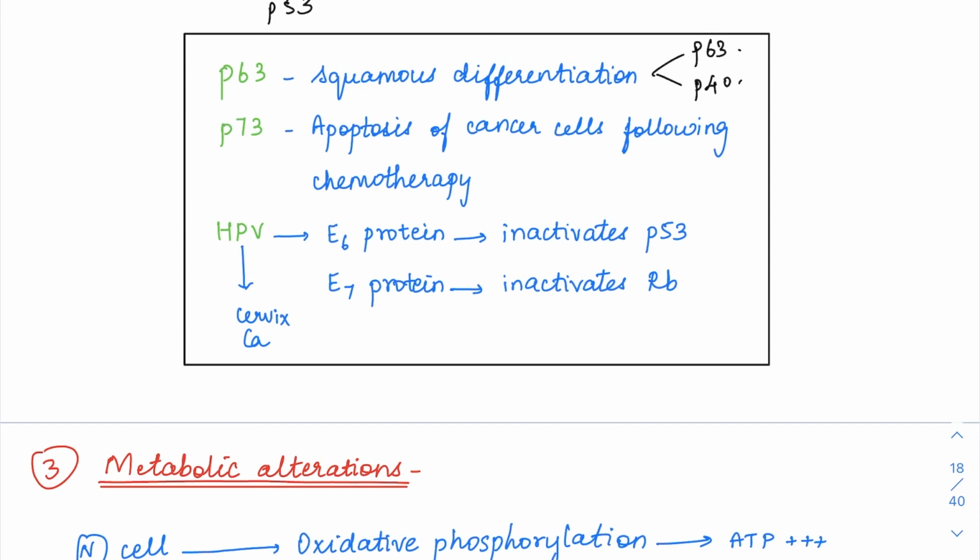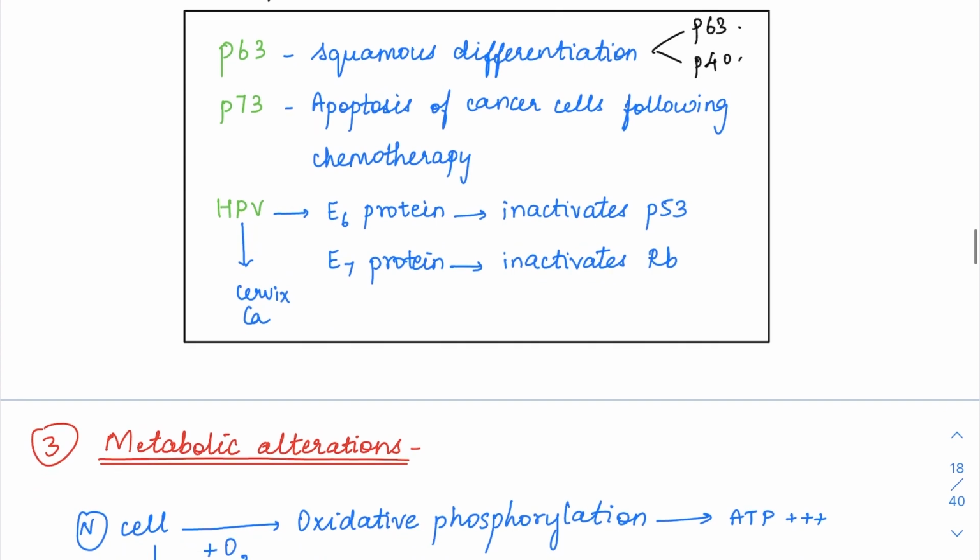Then coming to P73. P73 is again going to result in apoptosis, but here it is the apoptosis of the cancer cells following chemotherapy. Once chemotherapy is given, as I already mentioned, apoptosis is going to be the major cause of tumor cell death more than necrosis, and this apoptosis is going to be mainly mediated by this P73.